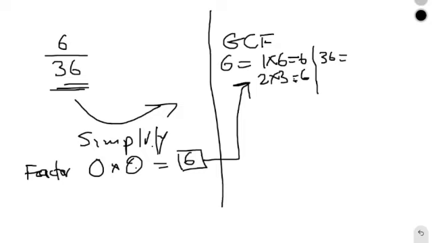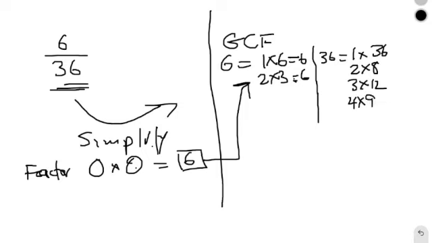So let's look now at the factors for 36. We have 1 times 36. We have 2 times 18. We have 3 times 12. What else can go into that? Can 4 go into 36? Let's see. 4 8s are 32, 4 9s are 36. Yes, 4 9s are 36.